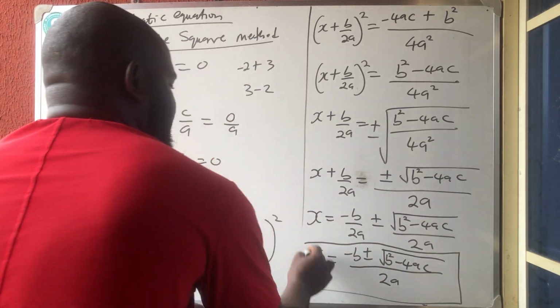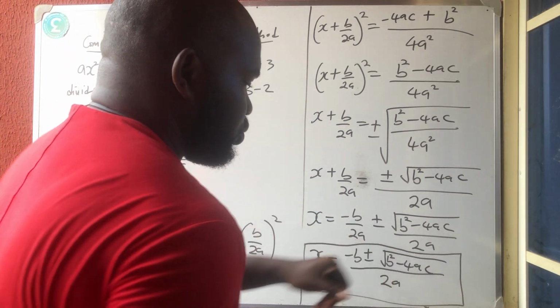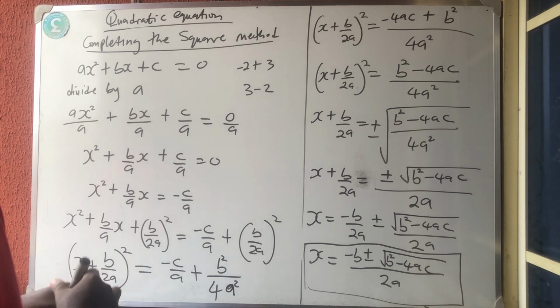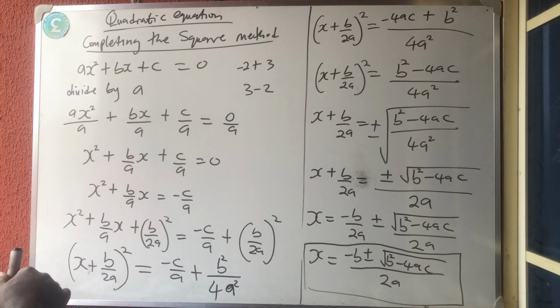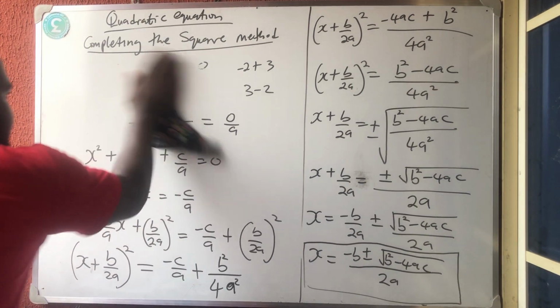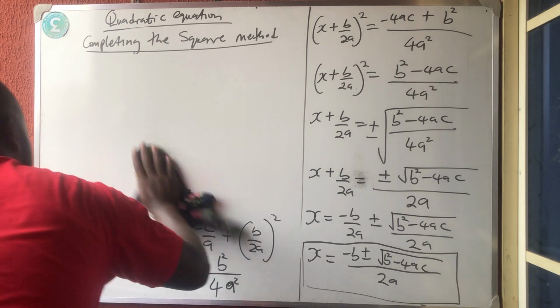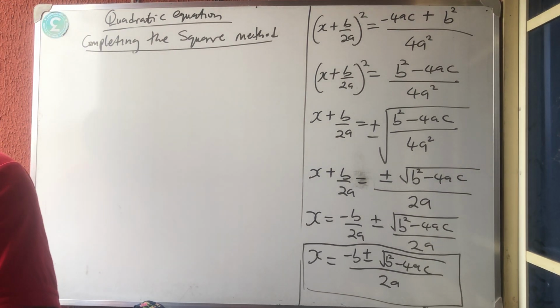The quadratic formula says what? x is equal to minus b plus or minus the square root of b squared minus 4ac, all over 2a. So that is that. Let's solve some questions using this thing that we did, using this same method.